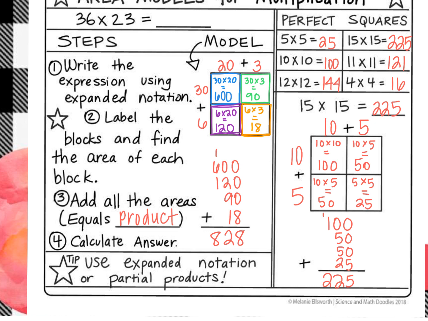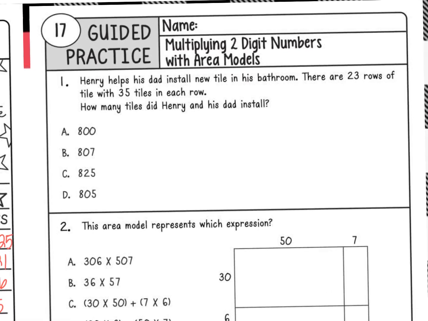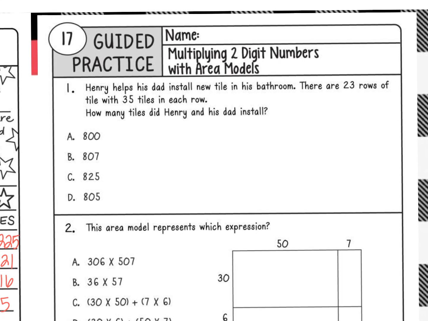Now, look at the page next to your notes. We have our practice. Number 1, and we're going to cubes it. We are always cubesing our problems because we're getting in the habit of problem solving and using problem solving strategies. So I want to circle all of my numbers. 23. Henry helps his dad install new tile in his bathroom. There are 23 rows of tile with 35 tiles in each row. How many tiles did Henry and his dad install?